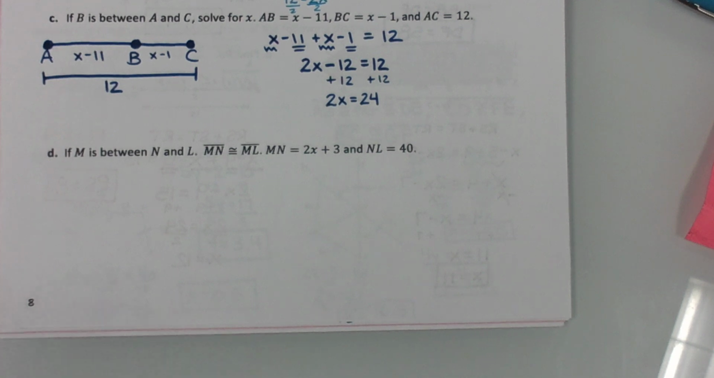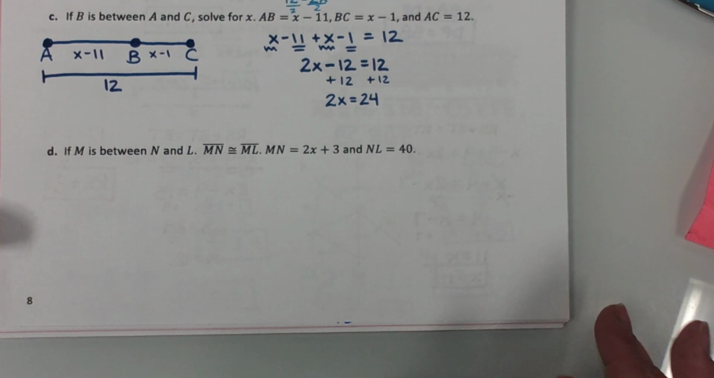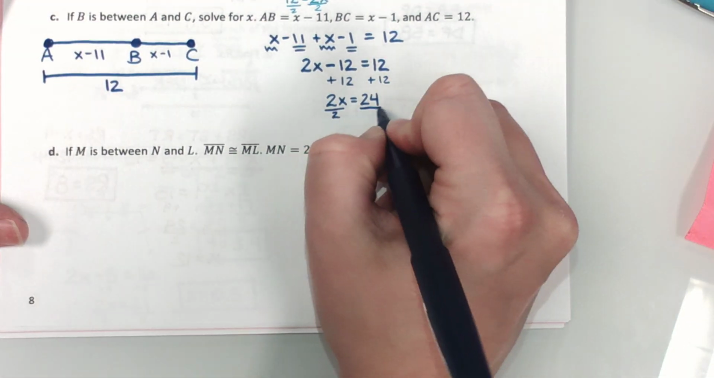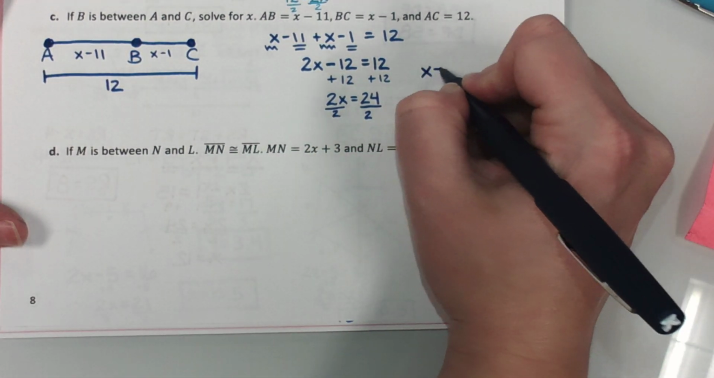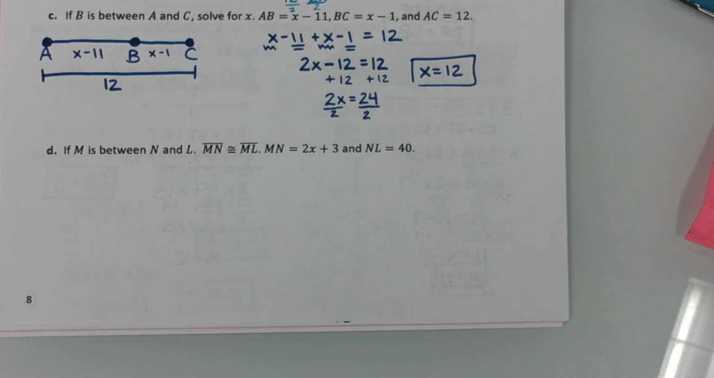If I want to finish solving, what do I do last? How do I finish solving for x? Divide by 2. X equals 12. Is that what it asked me to solve for this time? Yes. This one did not ask me to plug it back in. Okay, last problem is similar but slightly different.